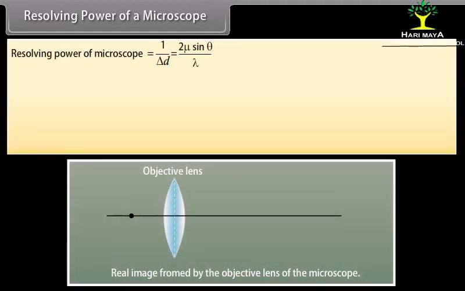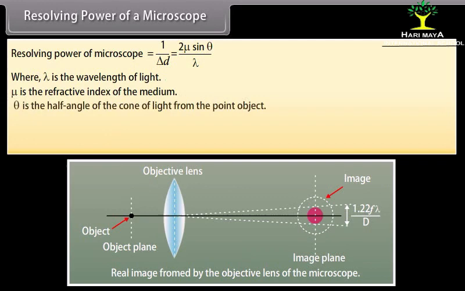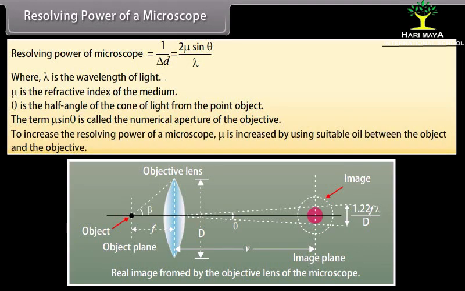1/ΔD = 2μ sinθ / λ, where λ is the wavelength of light, μ is the refractive index of the medium, and θ is the half angle of the cone of light from the point object. The term μ sinθ is called the numerical aperture of the objective. To increase the resolving power of a microscope, μ is increased by using suitable oil between the object and the objective.